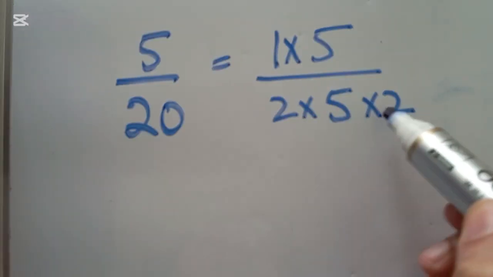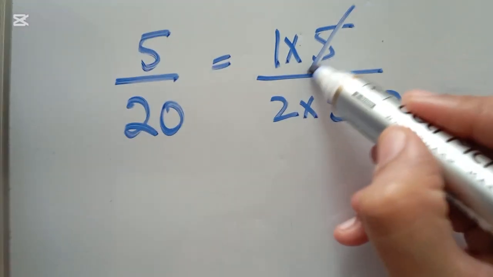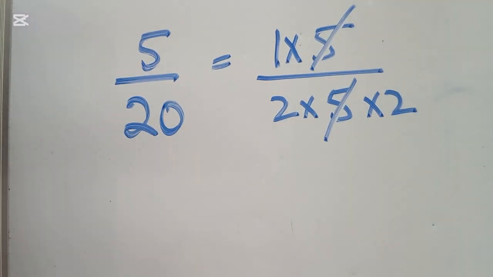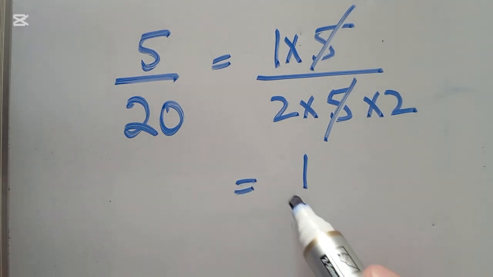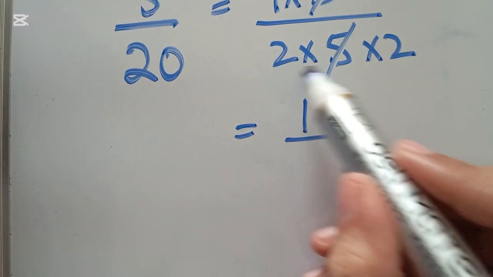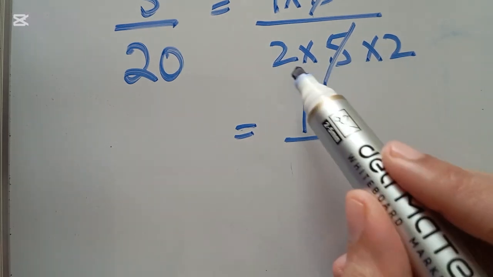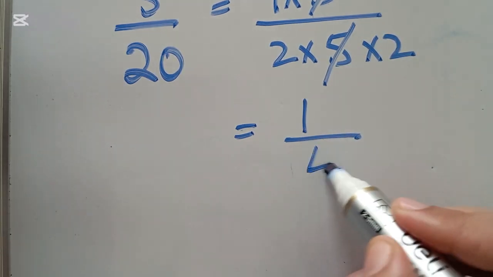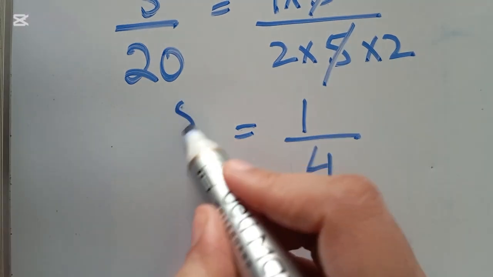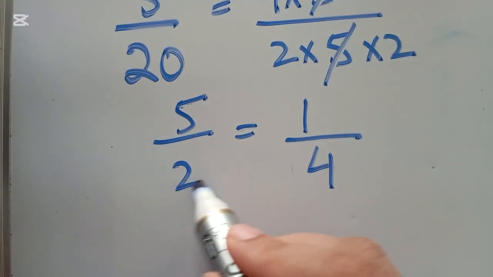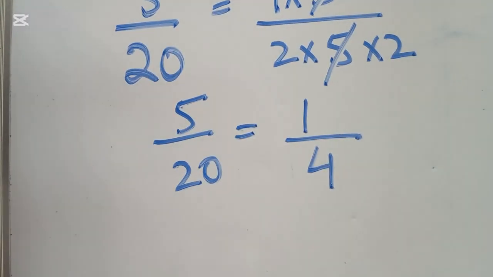Now I can see a common factor, that is 5. And again there is a sign of multiplication, so I can easily cancel these two numbers. I'm left with 1 from the top, and there are two numbers like 2 and 2 which will again multiply and give me 4. So the simplified form of 5 over 20 is 1 over 4.